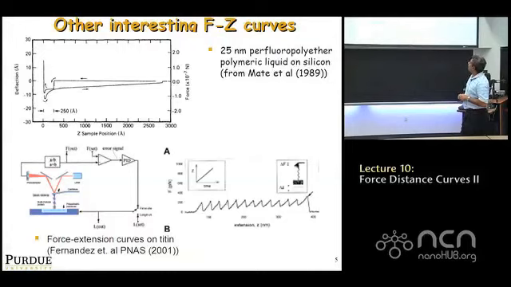Okay, so whereas on the way back, you're getting this interesting hysteresis, because on the way back, you go a different way, and then you see, for a very long distance, there's a long hysteresis that happens, okay? So, what is happening in this case is very interesting. You have a hard surface, I believe it's silicon, yes? And then you have like a 25 nanometer layer of a polymeric liquid sitting on it.